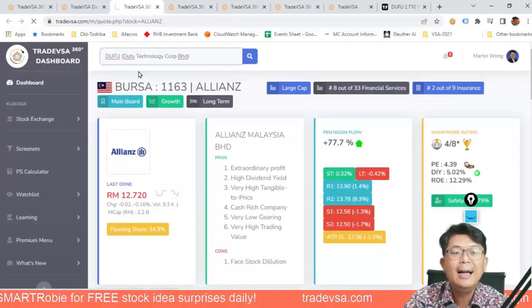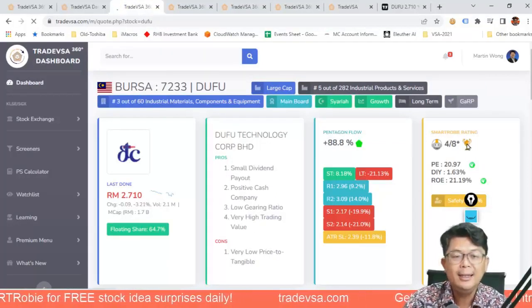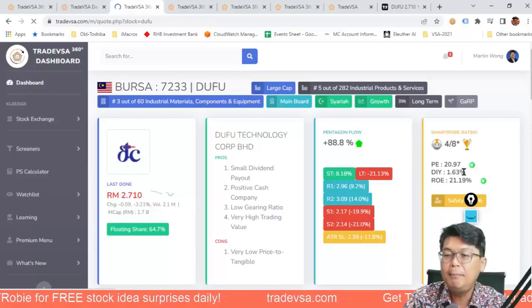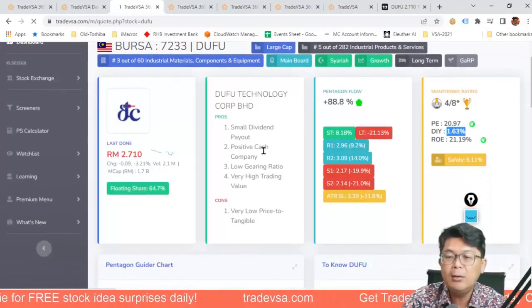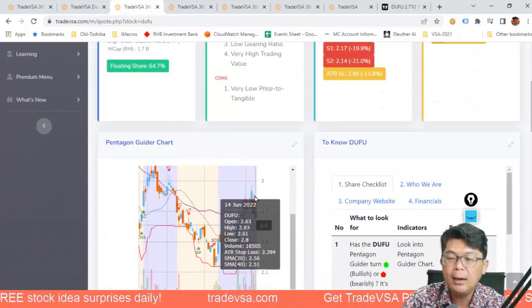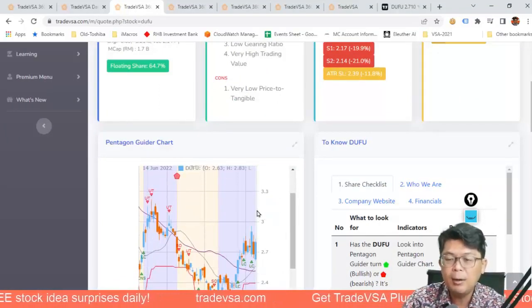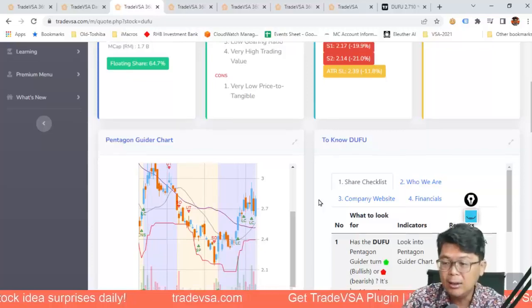So this is what you will get, unlike any other system out there. DUFU is 4 out of 8. You can see it is a good share. It pays a small 1% dividend, but it is a growth stock with small dividend payout, positive, low gearing, very low price to tangible asset. Right now it's been beaten down from previously above $3, went down to 2 something, but has now recovered.